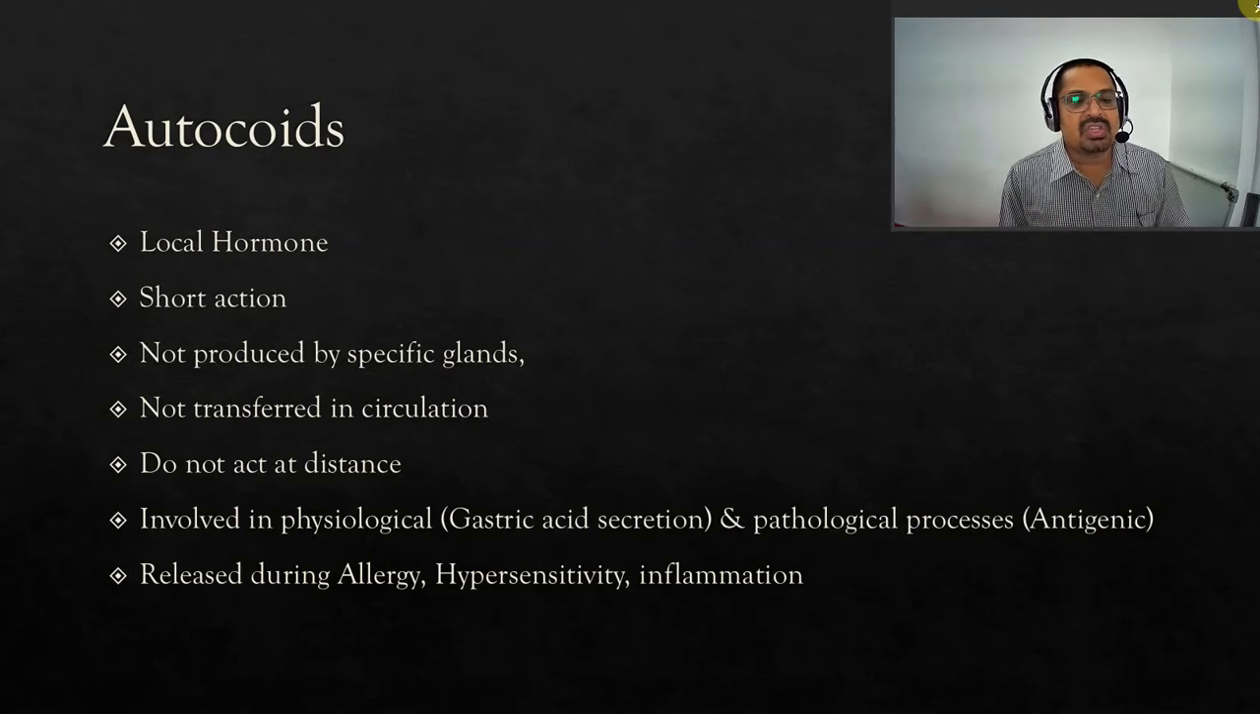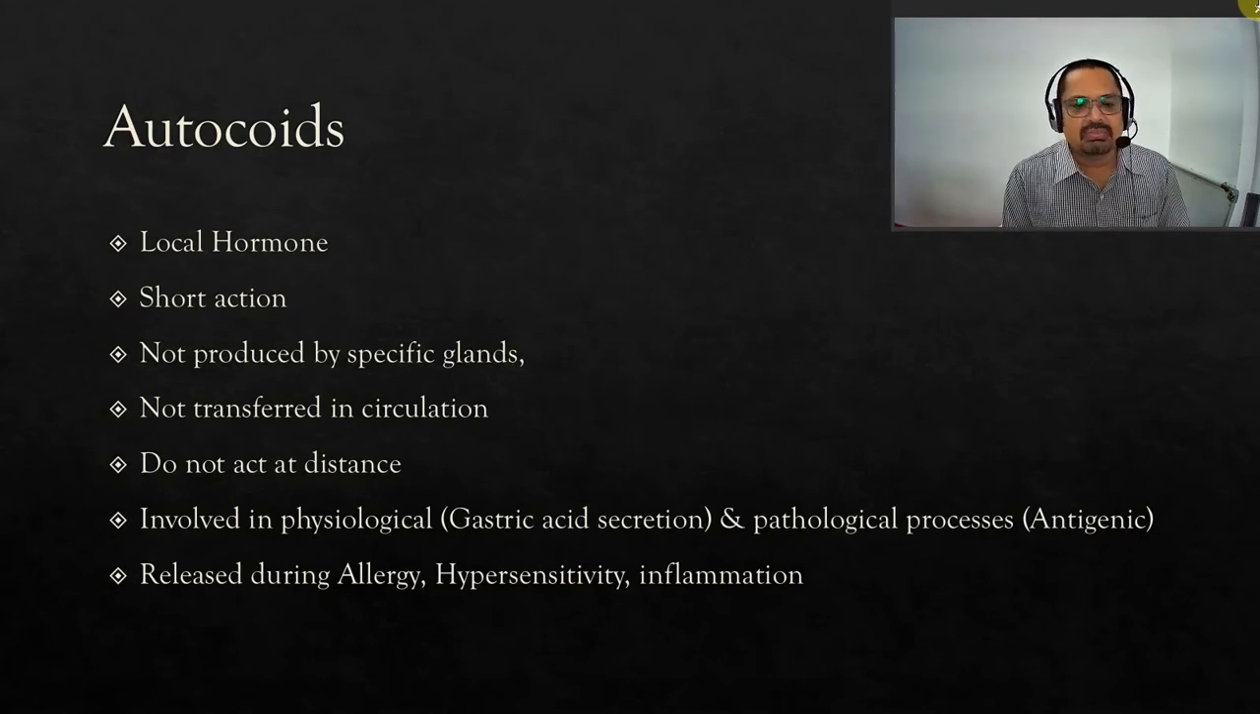Their actions are of very short duration. The endocrine system, we know very well, is for long duration of action. Many times the hormones of the endocrine system give you action throughout your lifetime. But the actions of the autocoids are very short. Whenever they are released, for one day or a maximum of a few hours, they will act and then be over.